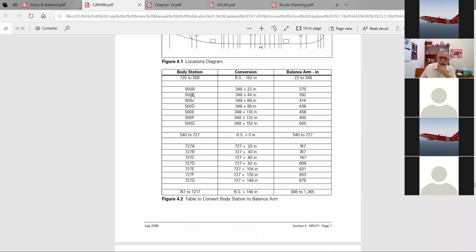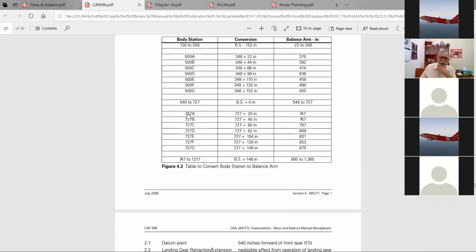So we have to check the balance arm over here from the body station. The new body station is 500A, B, C, D, E. The conversion factor has been applied over here, so we get the new balance arm. If I were to ask you what is the balance arm for 500B, quickly look at this chart and say 392. You'll be asked one or two questions in your examination, either this way or that way. Say if I say the new balance arm is 480, what is the original body station number? It is 500F.